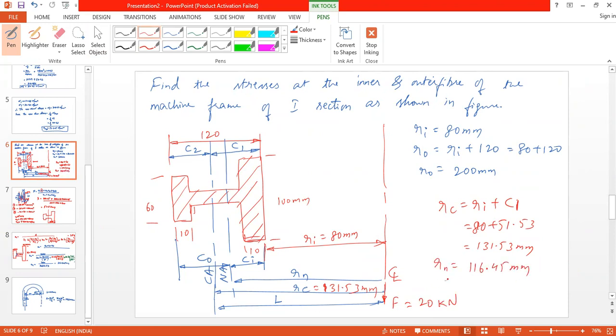So what is Ci? Ci is Rn minus Ri, and C naught is R naught minus Rn, and e is Rc minus Rn. So once you know all these values, you can find out the stresses at the inner fiber and outer fiber.